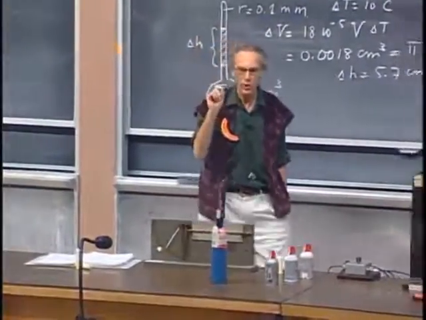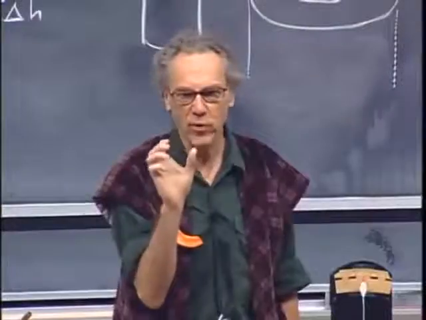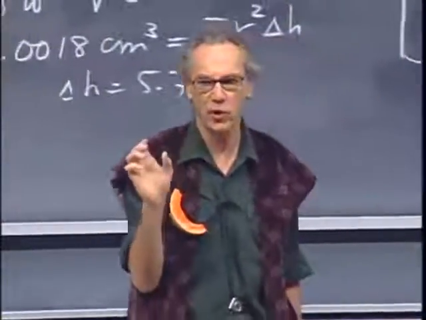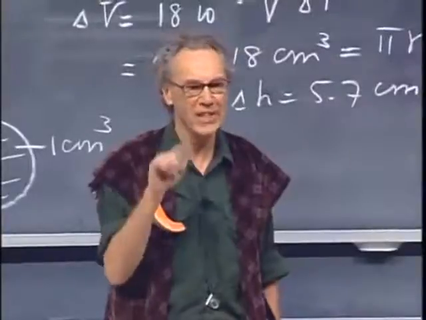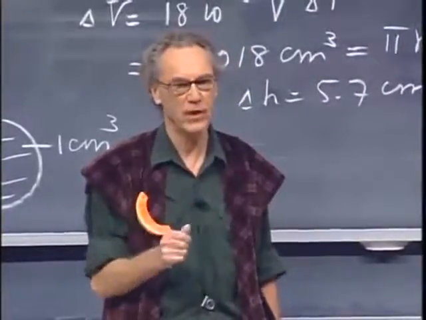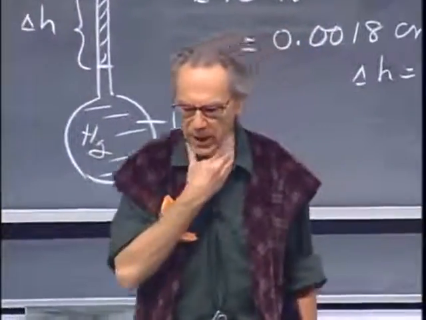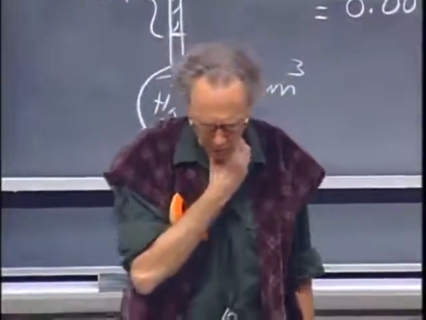But when you reach 4 degrees centigrade and you go all the way down to 0, then it doesn't shrink, it expands. So in that range, from 0 degrees centigrade to 4 degrees centigrade, water has a negative value for beta. When you heat it, it shrinks, and when you cool it, it expands. And that makes water extremely unusual.